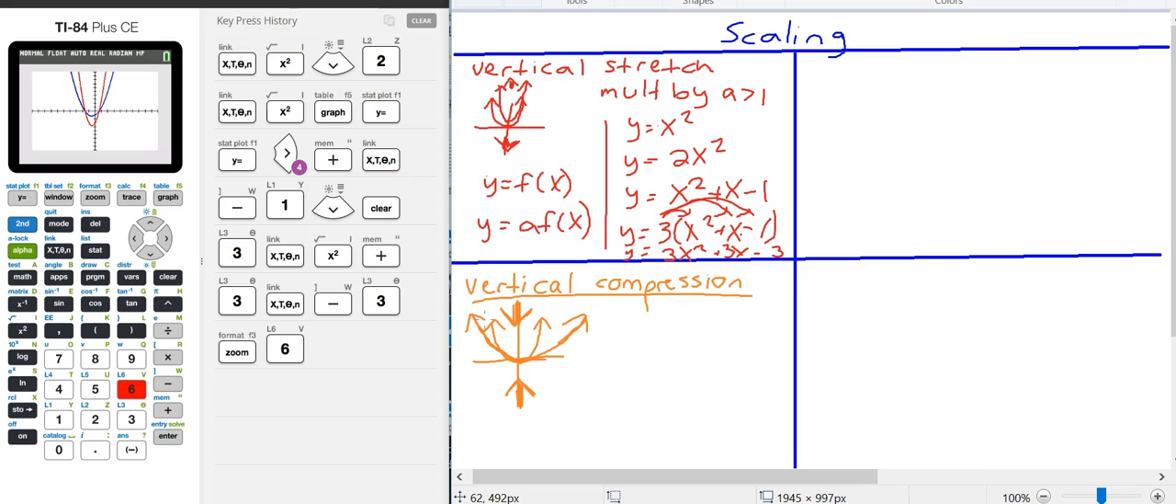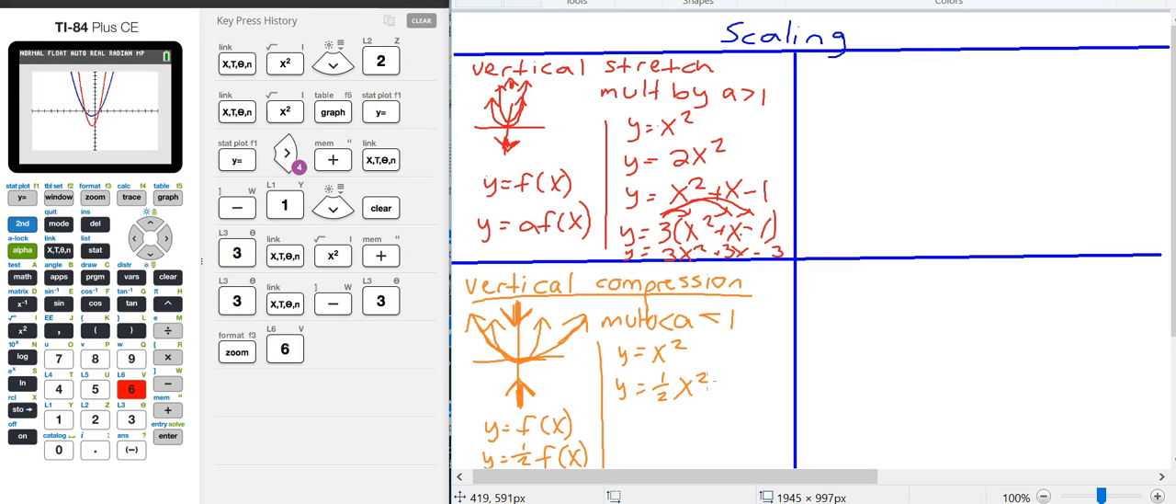In order to do that, we would have to multiply the whole function by some number a, some constant that is less than 1. But a also has to be greater than 0. Let's say we have y is equal to f of x. In order to compress it vertically, we would multiply this function f of x by, let's say, 1 over 2. And let's look at an example. Let's say we have y is equal to x squared as our example. We have to multiply it by some number a that's greater than 0 and less than 1. So y is equal to 1 over 2x squared.